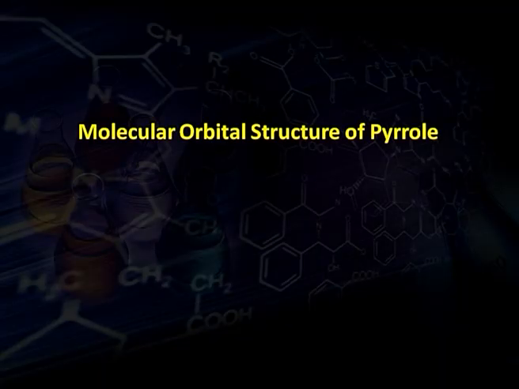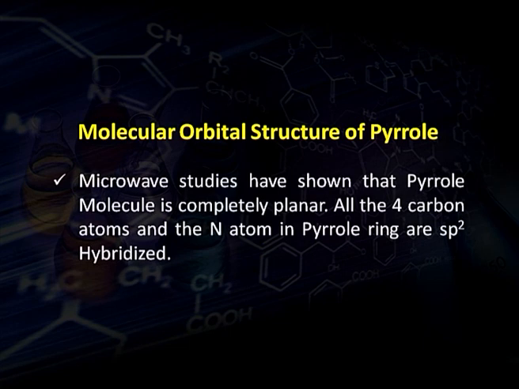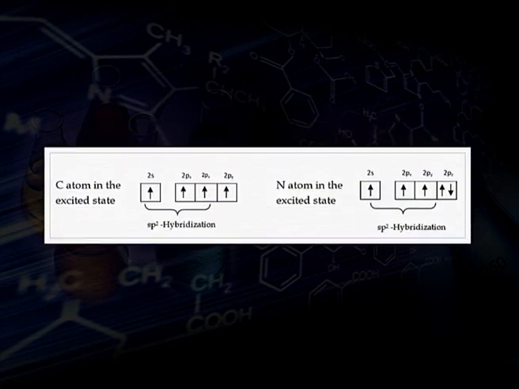Now, the molecular orbital structure of pyrrole. Microwave studies have shown that the pyrrole molecule is completely planar. All the 4 carbon atoms and the nitrogen atom in the pyrrole ring are sp2 hybridized. In the excited state, the carbon atom has this type of electronic configuration.